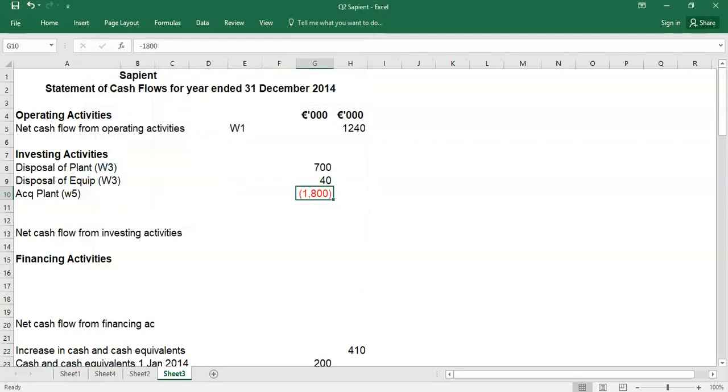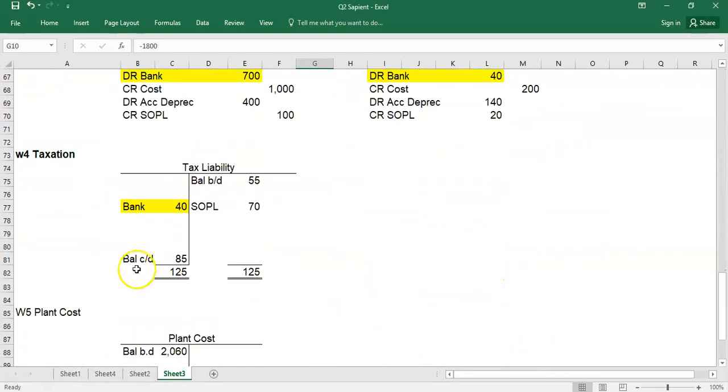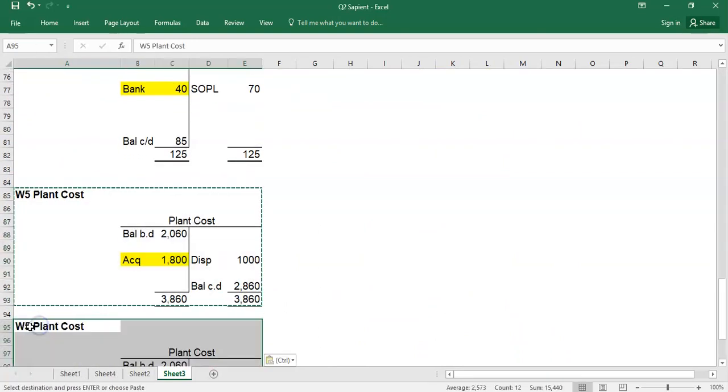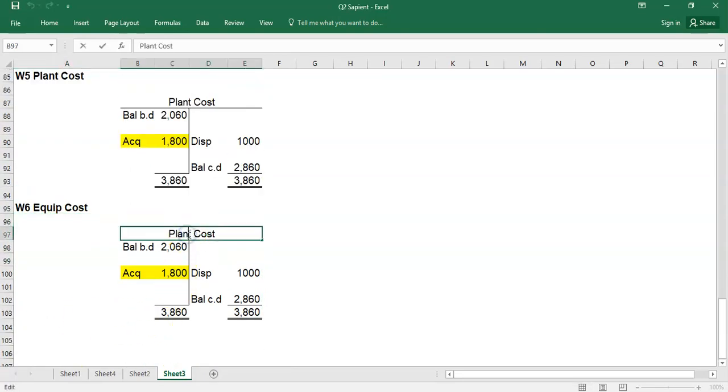So that's one. So see, can you do that now for your equipment as well? Exact same logic. We've explained the plant. Now let's explain the equipment. Very similar working. This is going to be working 6. So the equipment cost here now.